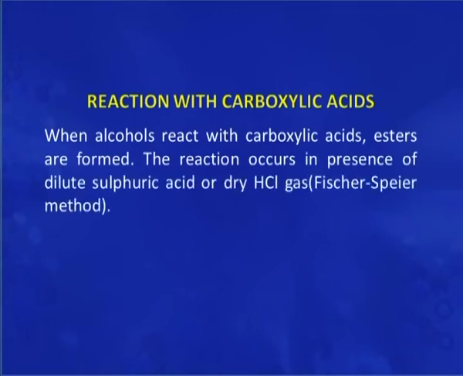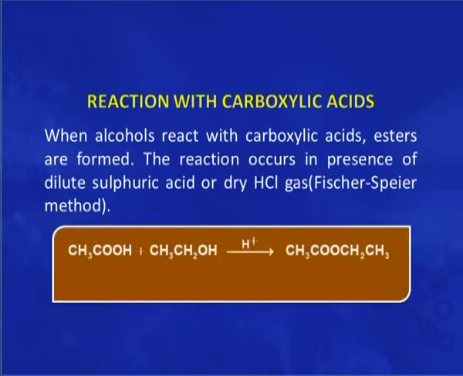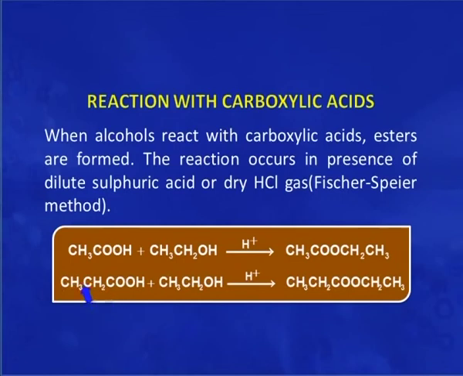If the reaction takes place in presence of dry hydrogen chloride gas, the reaction is called the Fischer-Speier method for esterification. Here ethanoic acid or acetic acid reacts with ethanol in presence of acid to form ethyl ethanoate, an ester. This is propanoic acid reacting with ethanol forming ethyl propanoate.